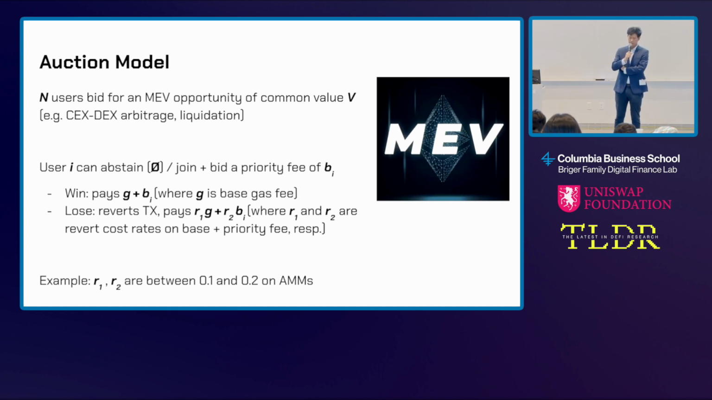For the strategy space, each user can either abstain from the auction or join and bid a priority fee of B_I. Upon participating, you already have to pay the base gas fee G. If you win, you need to pay G plus B_I. But if you lose, your transaction is reverted and you need to pay R1 times G plus R2 times B_I, where R1 and R2 are the revert cost penalty rates on the base gas fee and priority fee, respectively. Going along with the running example of AMMs, typically R1 and R2 we can represent as between 0.1 and 0.2.